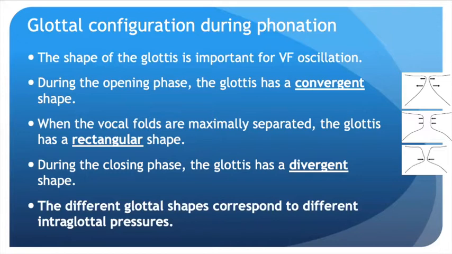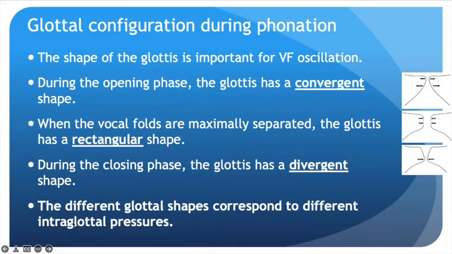So continuing to look at the vocal fold in coronal cross-section, but now during phonation. During phonation, there is a change in the glottal configuration. During the opening phase, the glottis has a convergent shape, meaning the superior portion is closer than the inferior portion. When the vocal folds are maximally separated, the glottis has a more rectangular or parallel shape. And during the closing phase, the glottis has a divergent shape, meaning the inferior portion is closer together than the superior portion. So it's closer together there, further apart there.